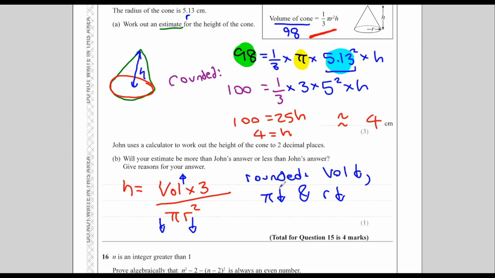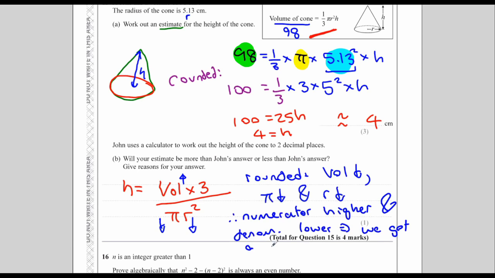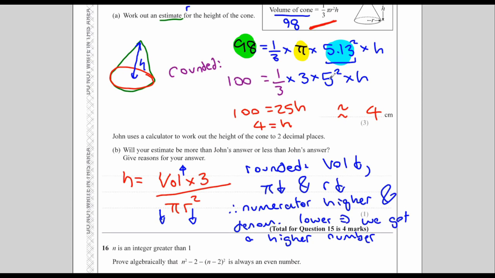Okay, so the numerator higher and denominator lower implies we got a higher number. So will the estimate be more? So it'll be more. Okay.